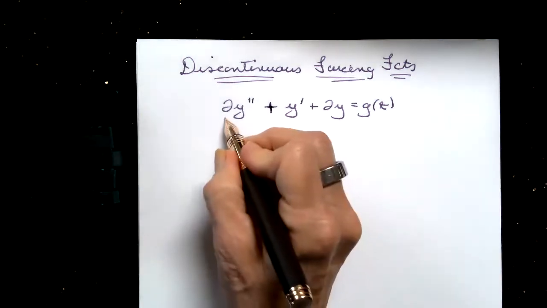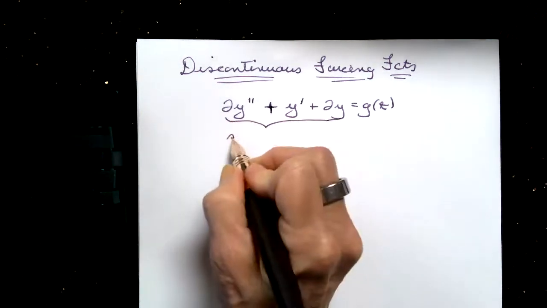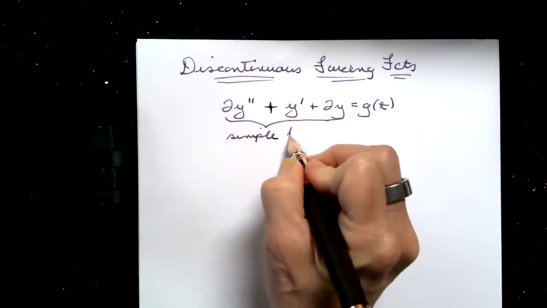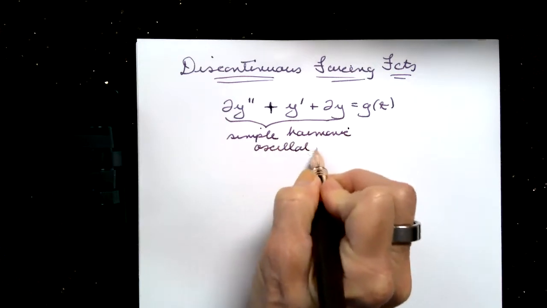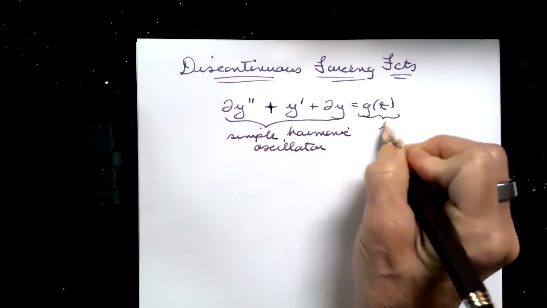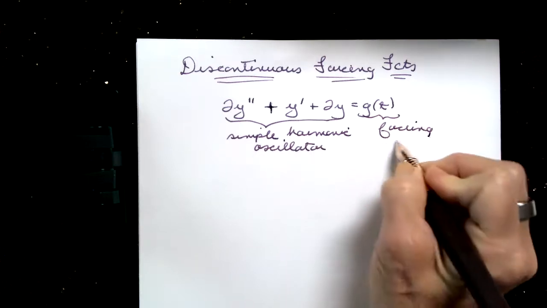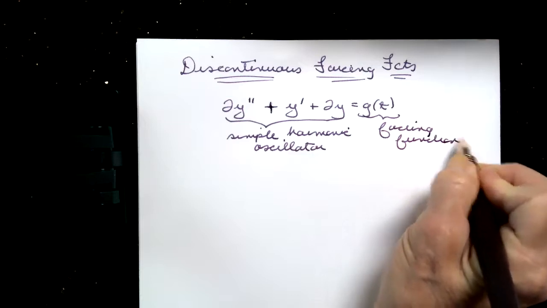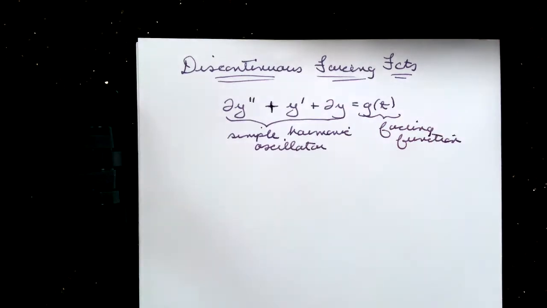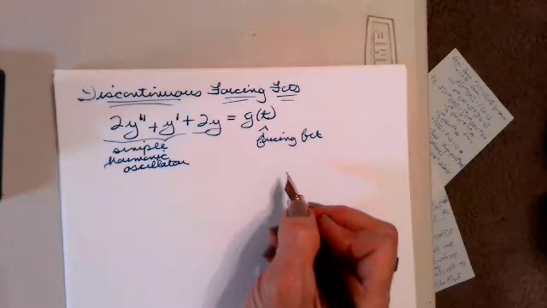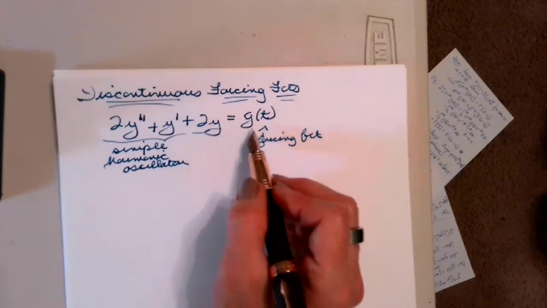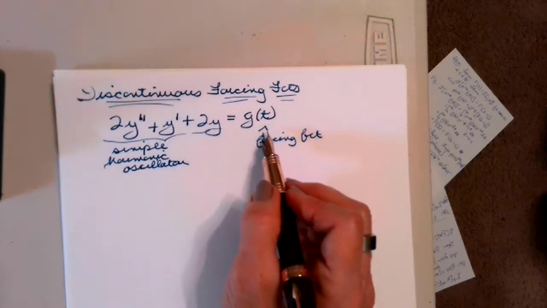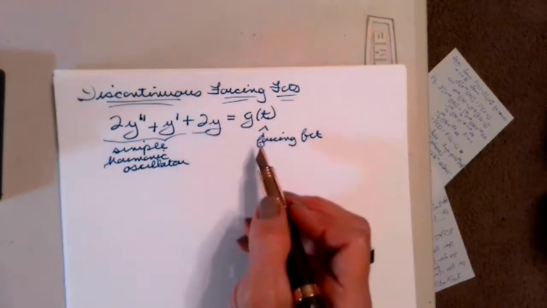And this, as we saw earlier, models what we call a simple harmonic oscillator. And this G of t is our forcing function. And so you want to solve these kinds of ODEs and other higher order ones too with inhomogeneous terms because they serve as the forcing functions. And a lot of times your forcing functions are discontinuous.